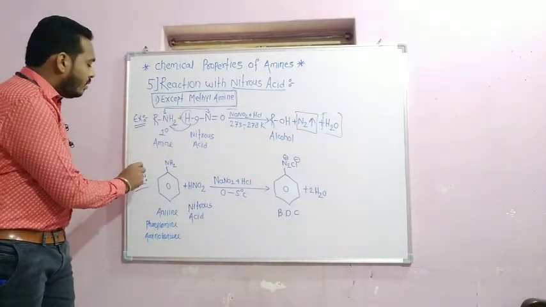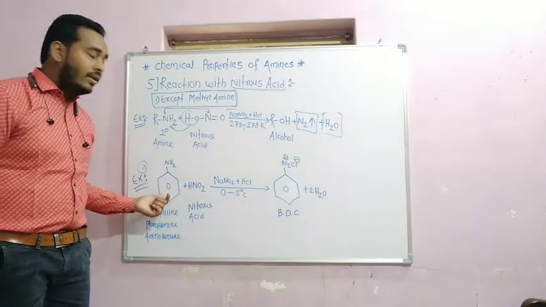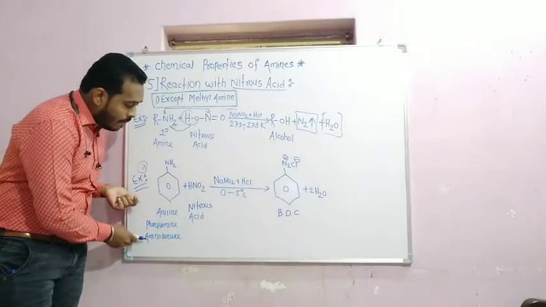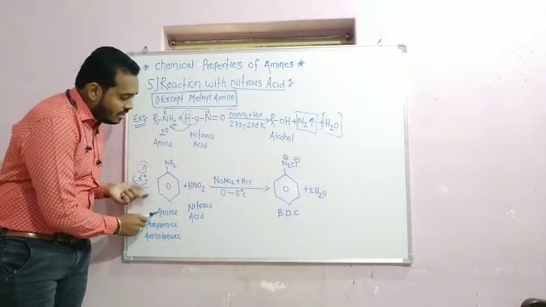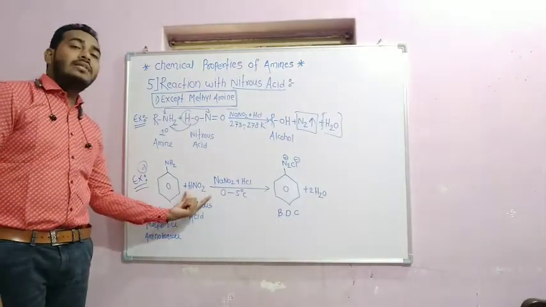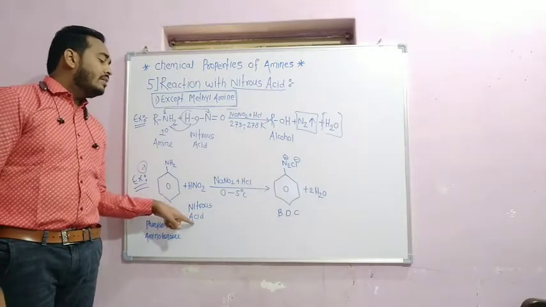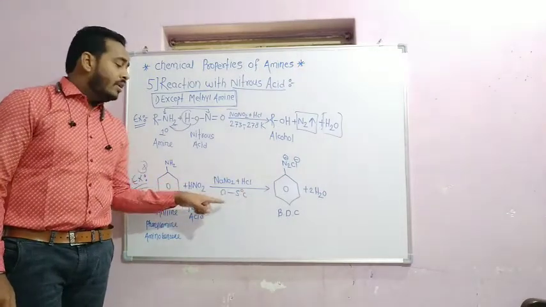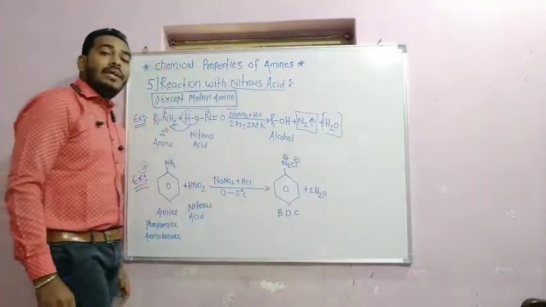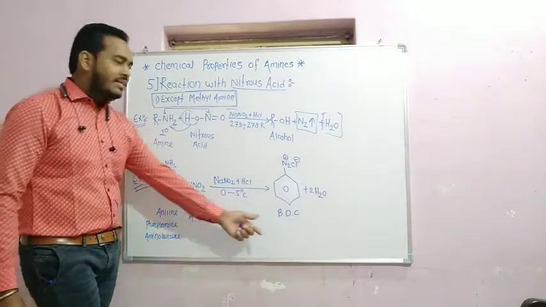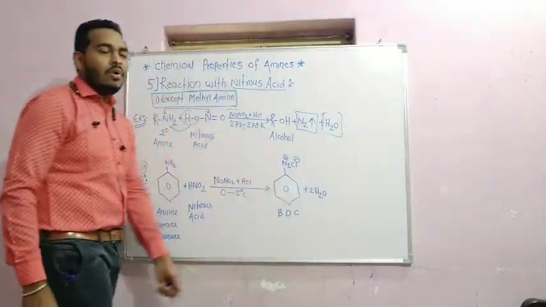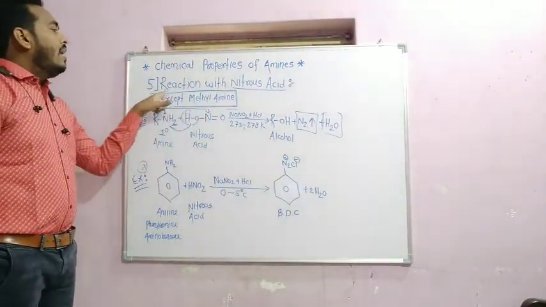Then example two is the aromatic primary amine. When an aromatic primary amine, that is aniline, phenylamine or aminobenzene, reacts with nitrous acid, HNO2, in the presence of NaNO2 and HCl at about 0 to 5 degrees Celsius, there is the formation of BDC, that is benzene diazonium chloride, C6H5N2+Cl-, and twice H2O is the side product of this reaction. These are the reactions with nitrous acid.